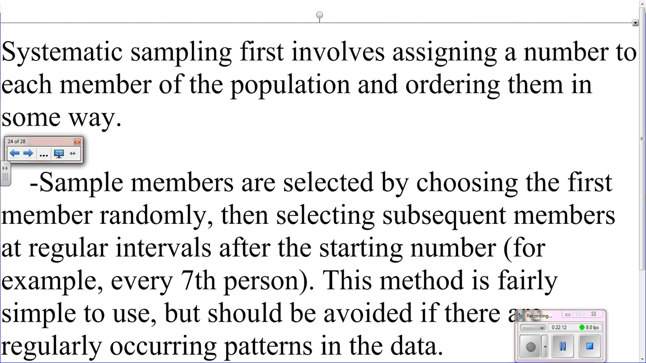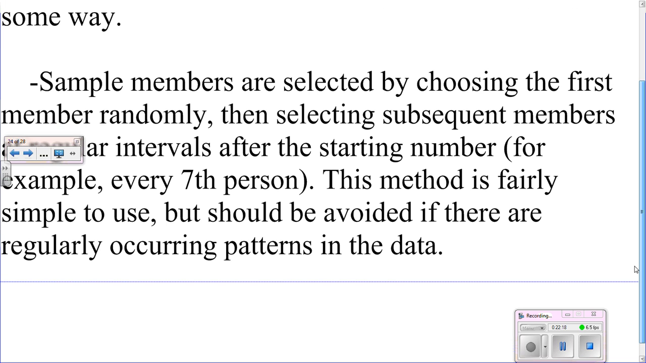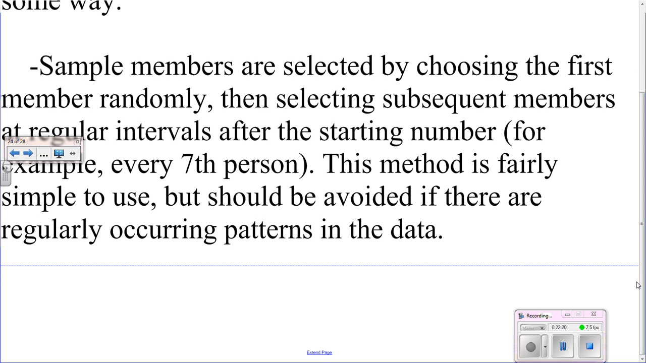Now this method is fairly simple to use, but it should be avoided if there are regularly occurring patterns in the data. One example of that would be if I am looking at everybody coming down Broadhead, for example. If everybody on the same street has the same philosophy, is of the same gender or the same race, then it could end up with a regularly occurring pattern in the data that could screw up our sample.